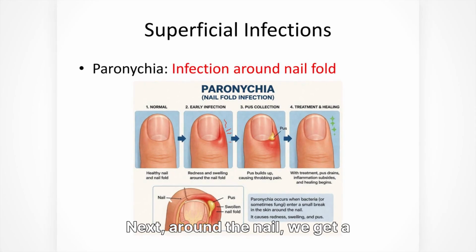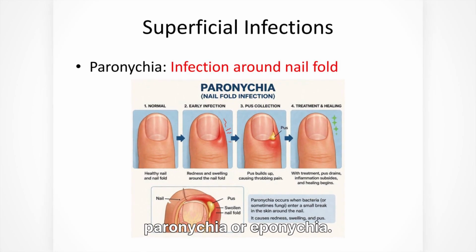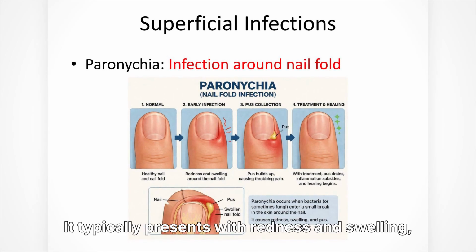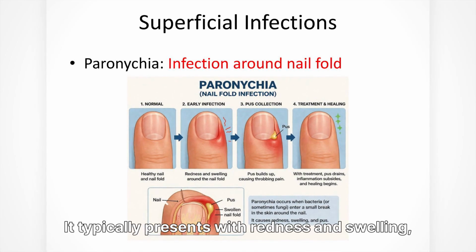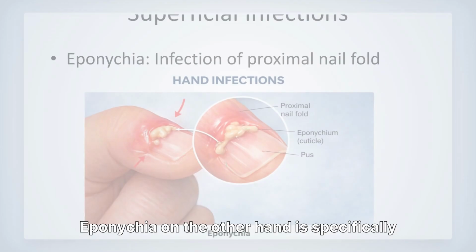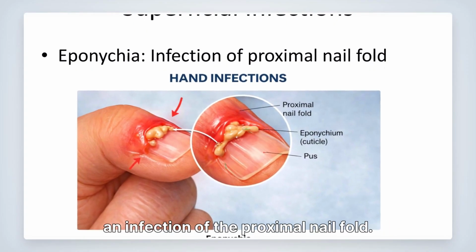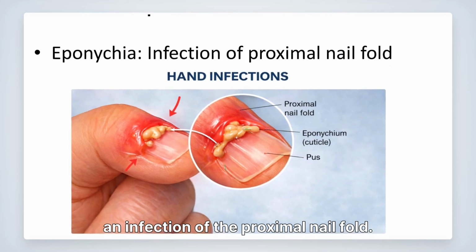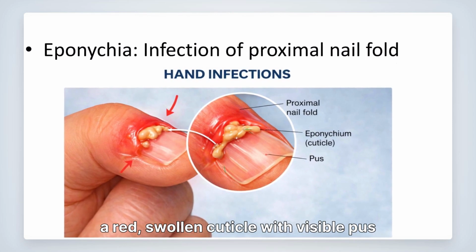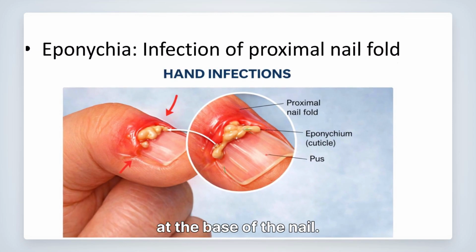Next, around the nail, we get a Paronychia or Eponychia. Paronychia is an infection around the nail fold. It typically presents with redness and swelling, eventually leading to pus collection that causes throbbing pain. Eponychia, on the other hand, is specifically an infection of the proximal nail fold. For this particular infection, look out for a red, swollen cuticle with visible pus at the base of the nail.